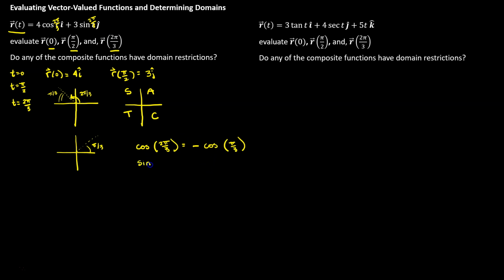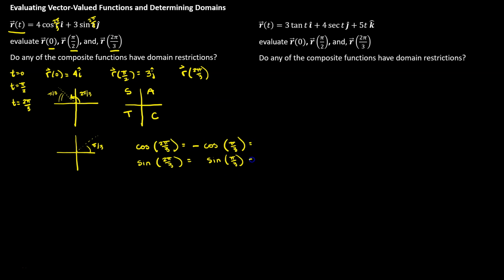And sine at 2 pi over 3 is equal to sine at pi over 3, because the only difference in quadrant 1 and quadrant 2 is whether or not sine is positive or negative, and they're positive there, so I can replace those straight away. So r, our vector function with 2 pi over 3 plugged into it, would look a lot like if I did pi over 3 as long as I adjusted my cosine by a negative.